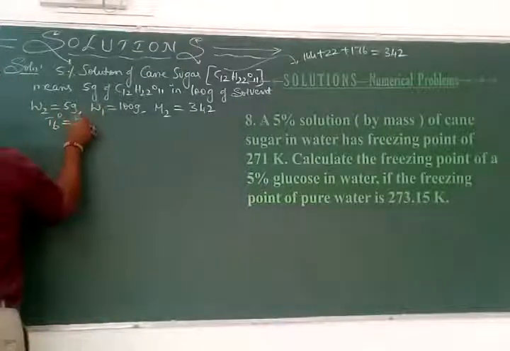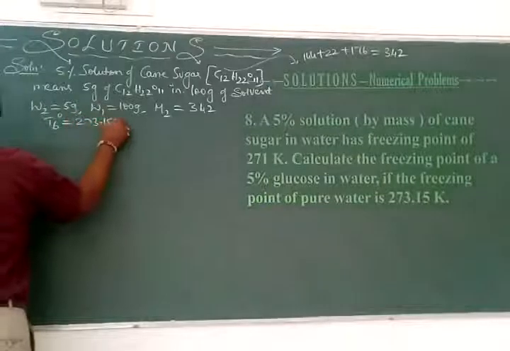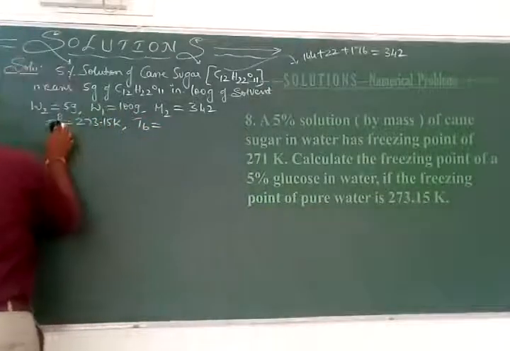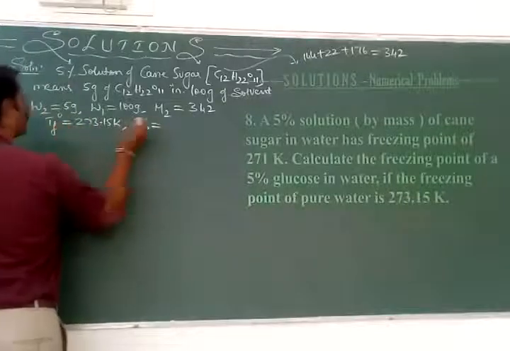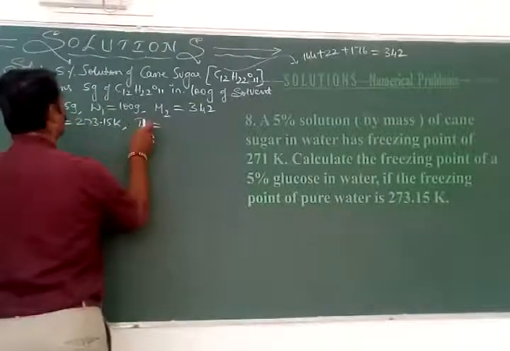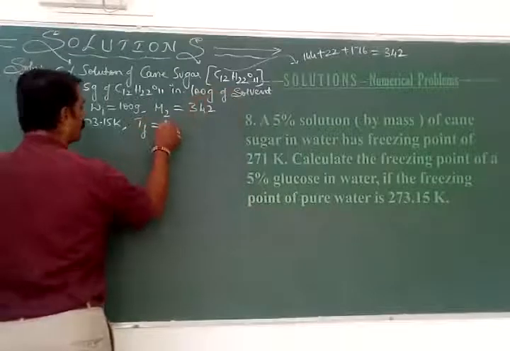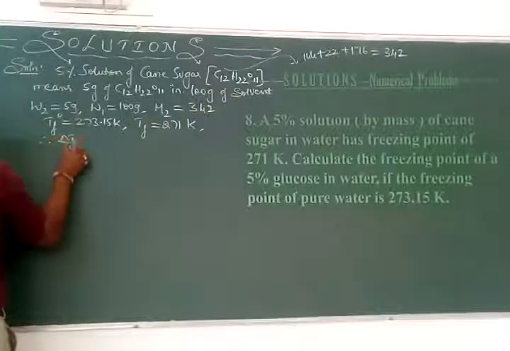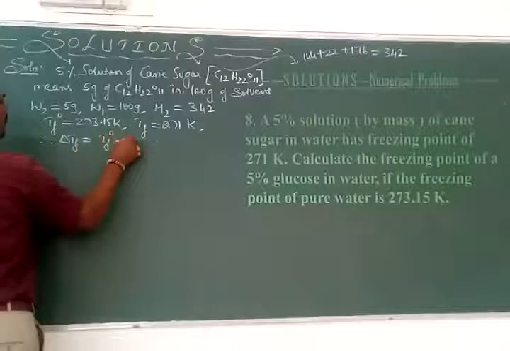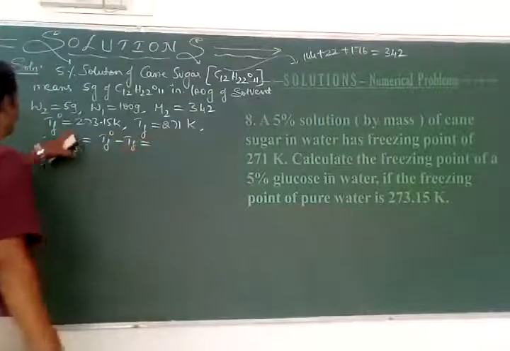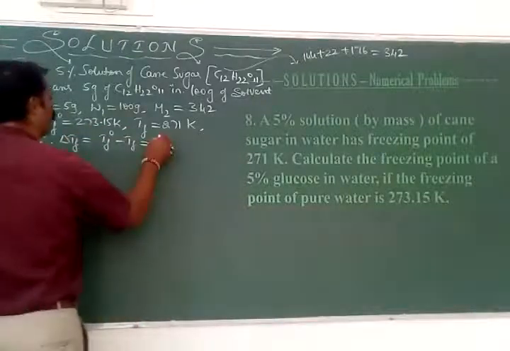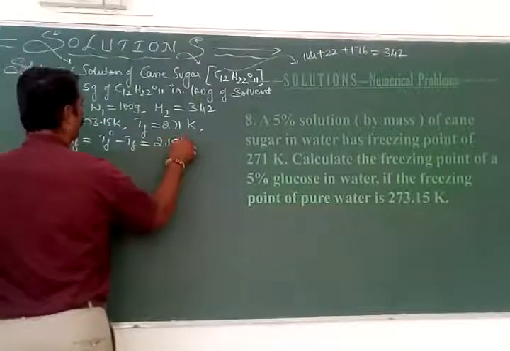Okay. So directly I will mention that here TF naught is found to be 273.15 in terms of Kelvin. Sorry, it is TF naught first. Here TF is the freezing point of the solution. How much is it? 271 in terms of Kelvin. Therefore, what is delta TF? It is TF naught minus TF. TF naught is 273.15 Kelvin minus 271, which is 2.15 Kelvin.